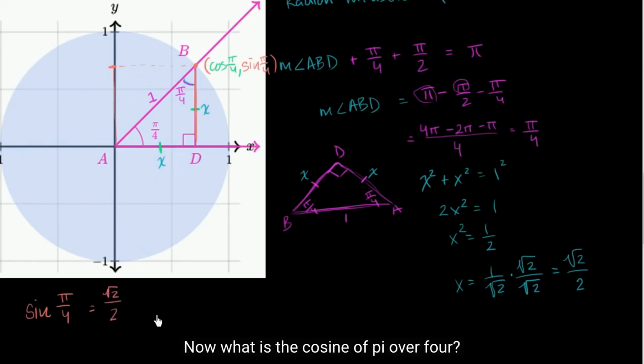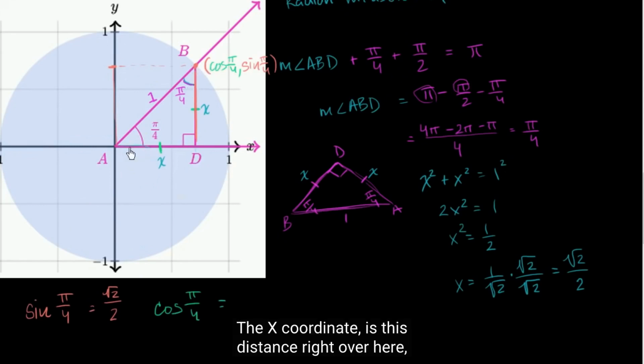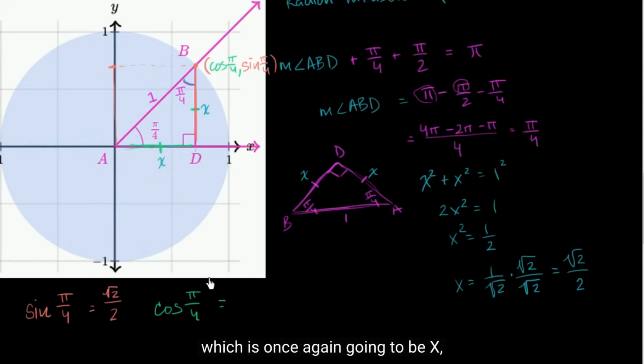Now, what is the cosine of pi over 4? And once again, I encourage you to pause the video to think about it. Well, it's this x coordinate. What's the x coordinate? The x coordinate is this distance right over here, which is once again going to be x, which is square root of 2 over 2.